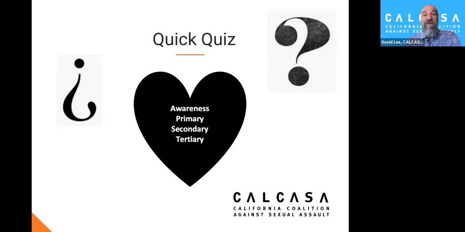So if you participate in a Take Back the Night March, is that awareness? Is that primary prevention? Is that secondary prevention? Or is that tertiary prevention? Take Back the Night March. Awareness, primary, secondary, and tertiary.